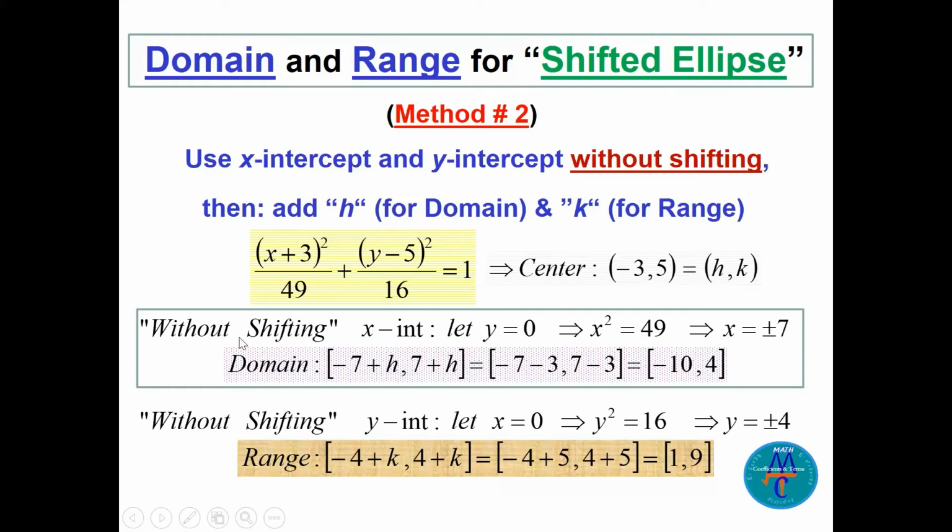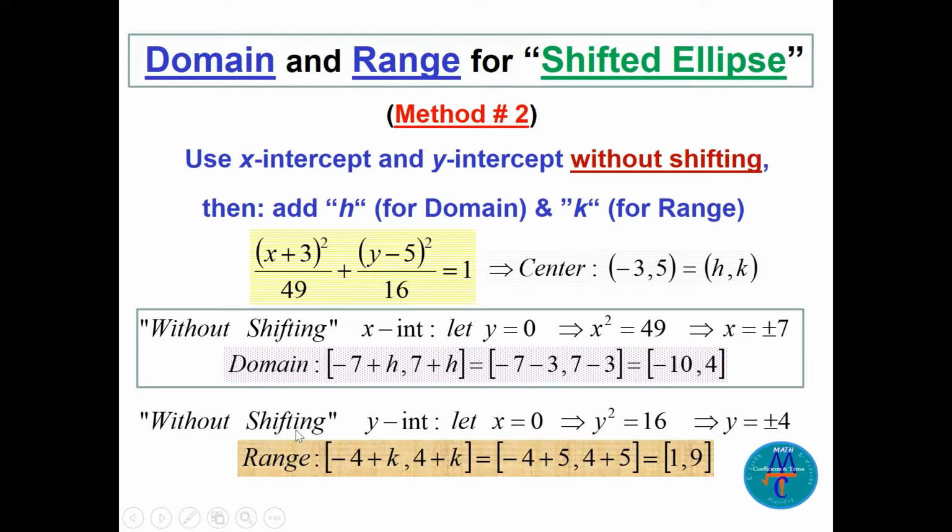Now let's go to the domain. Suppose there is no shifting. Without shifting, for the x-intercept, we let y equal 0. Without shifting means, guys, you have to think this is x only squared and this is only y squared. Then we will use h and k later. So without shifting, to find the domain, find the x-intercept. Let y be equal to 0. So x will be plus or minus 7. So I write here minus 7 to 7. But I have to add the h because there is a shifting. And h we know is minus 3. So minus 10 to 4 is the domain.